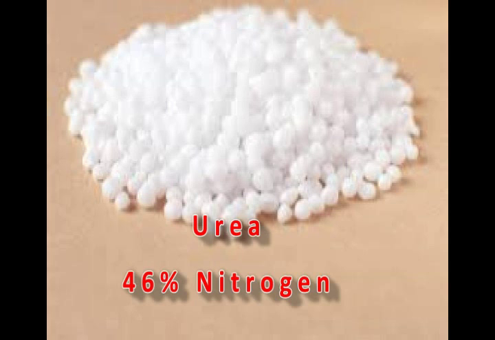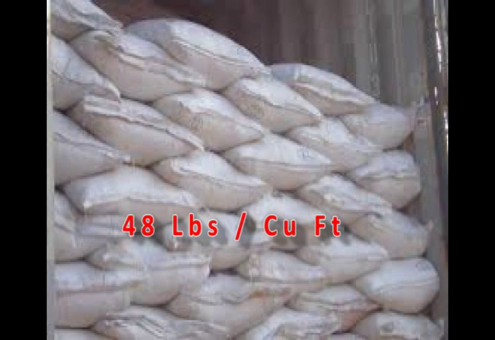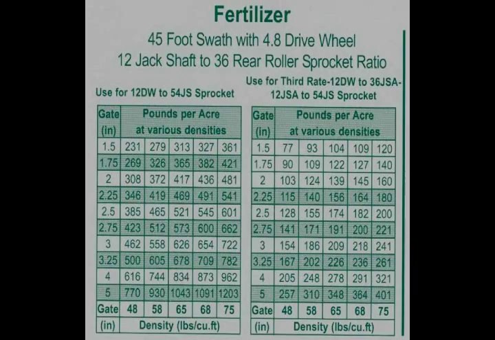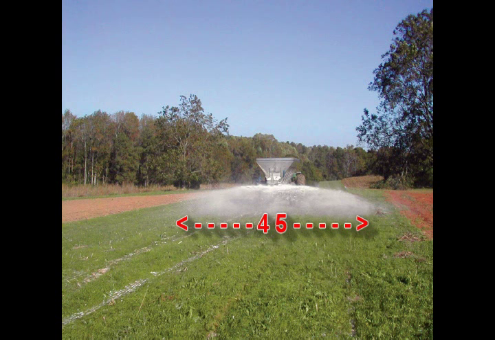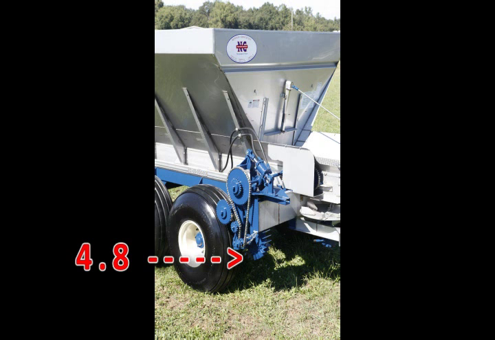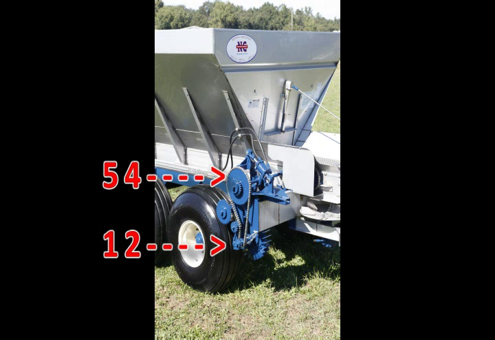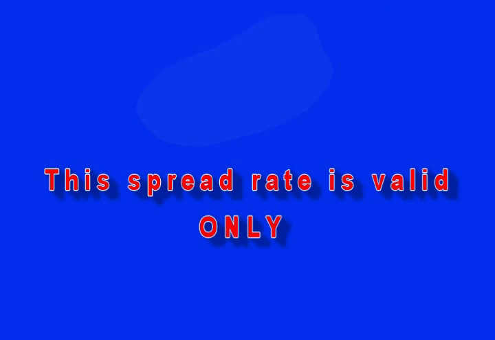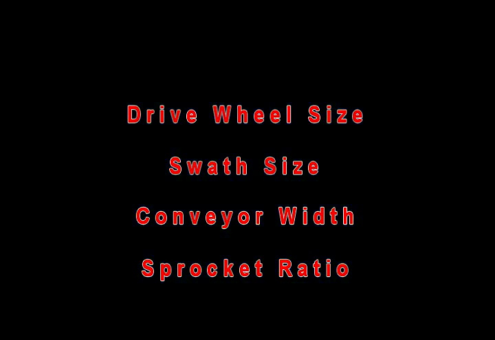Let's say we want to spread urea, which weighs 48 pounds per cubic foot. We want to spread 308 pounds per acre. Go to the column for 48 pounds per cubic foot density. Find 308, go across to 2. This is our gate setting for 45-foot swath, 4.8 drive wheel, 12 to 54, 12 to 36 sprocket ratio on a spreader with a 24-inch conveyor chain.